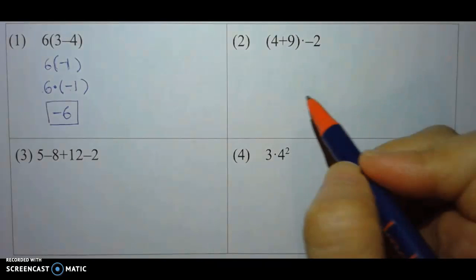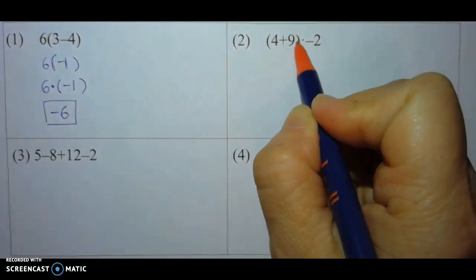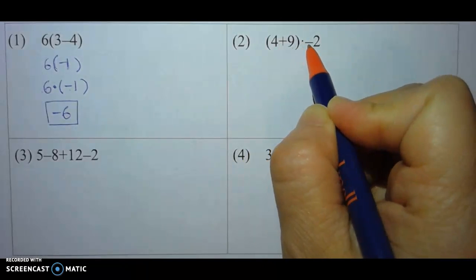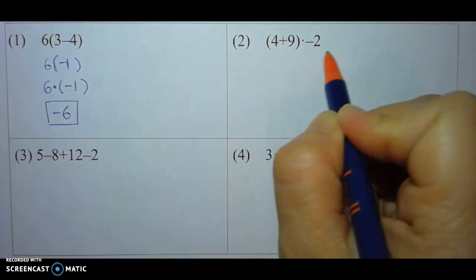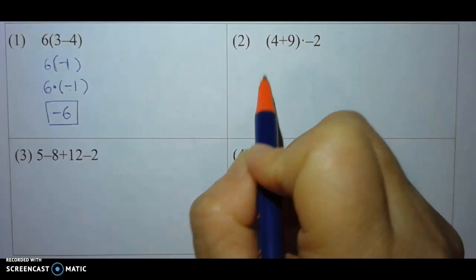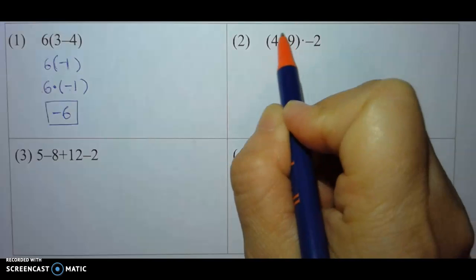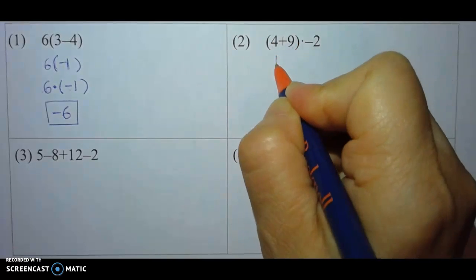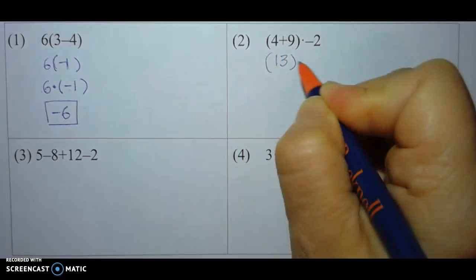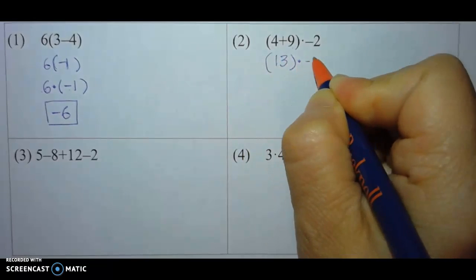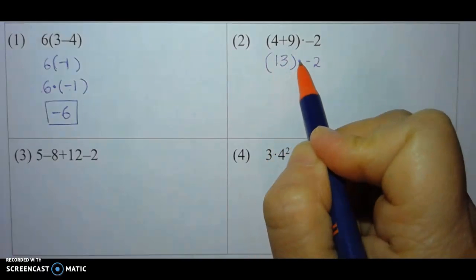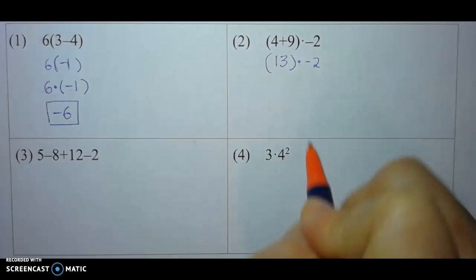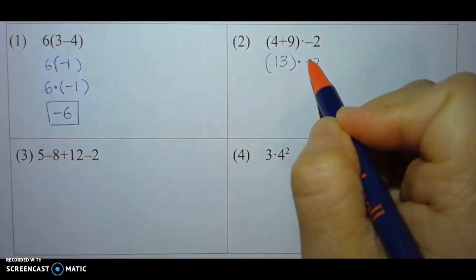Let's go on to number 2. Again, we have parentheses, and inside it there's addition, the multiplication and subtraction symbol. Okay, so between all of these operations, what's the highest order? It's the parentheses. So we have to evaluate what's inside first. 4 plus 9 is 13. And negative 2 here. Okay, 13 multiplied by negative 2. Is it subtract 2 or is it negative 2? It's negative 2.